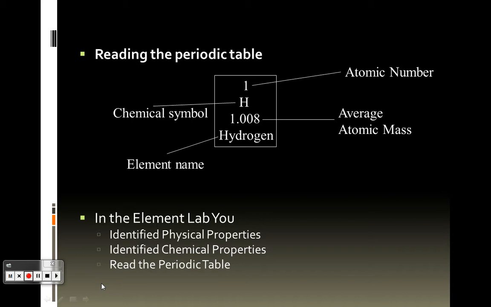You've already learned how to read the basics of the periodic table. You learned that the whole number on the periodic table is the atomic number. You've got the chemical symbol that helps abbreviate the name. It's either a single capital letter or a capital letter with either one or, in rare cases, two lowercase letters after it. And then you also have something called the average atomic mass, which you'll understand by the end of this lesson.